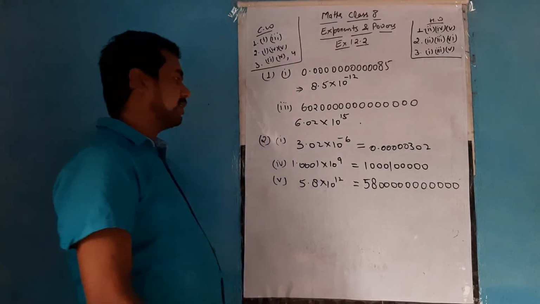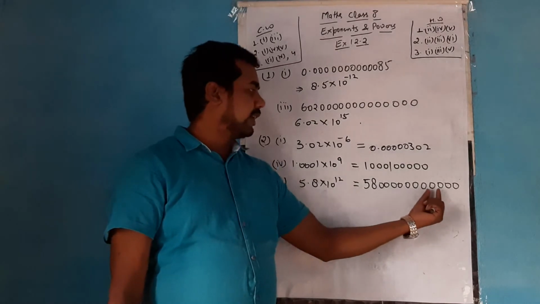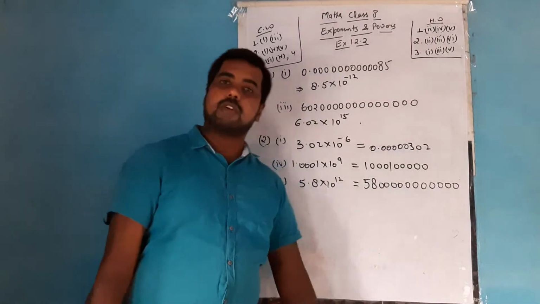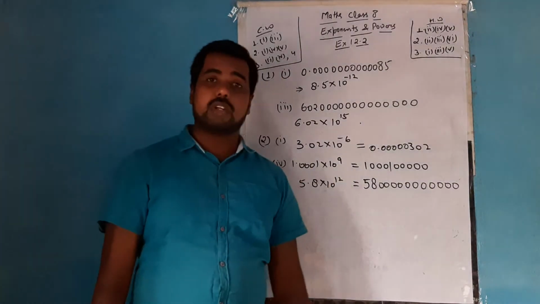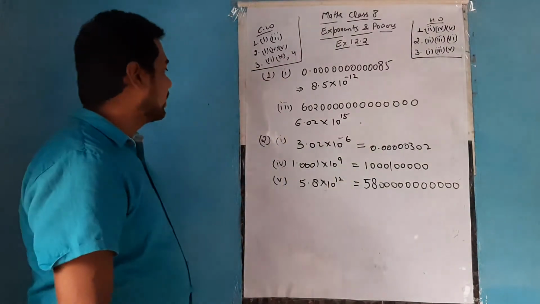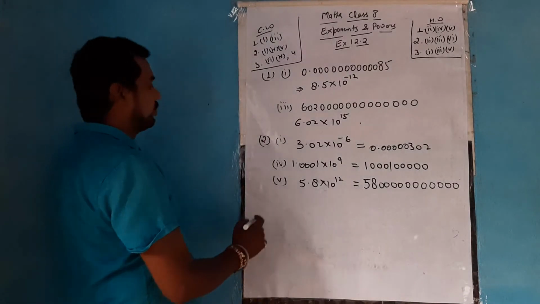So there will be 11 zeros. 2, 4, 6, 8, 10, 11. So this will be your final answer. You need to count the number of zeros, that at how many places you are shifting. This is question number 2.